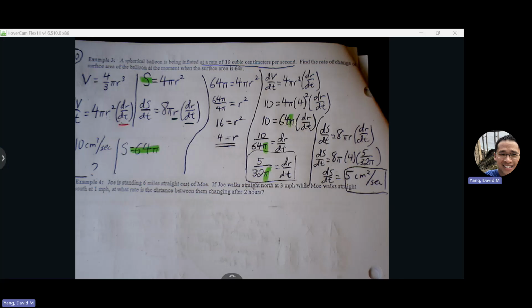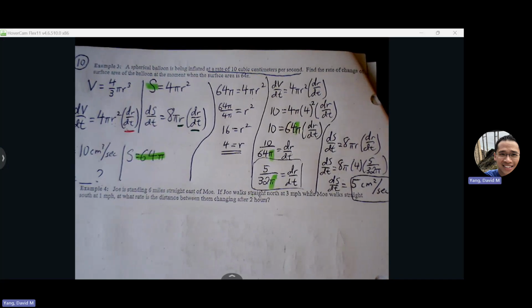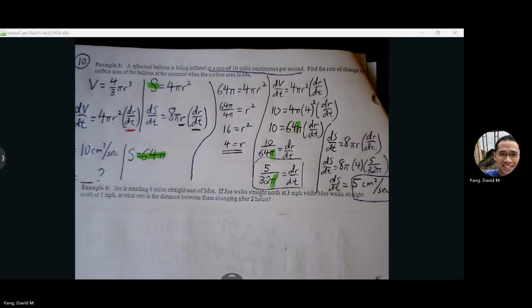Okay. Any questions? Okay, let me skip 4 for now, and let's look at number 5. So number 5 is a cone problem, and cone problems require similar triangles, and it's like the most algebra-intensive of these problems. So we'll get practice with a couple of these. But any questions with number 3? All right, let's look at number 5.